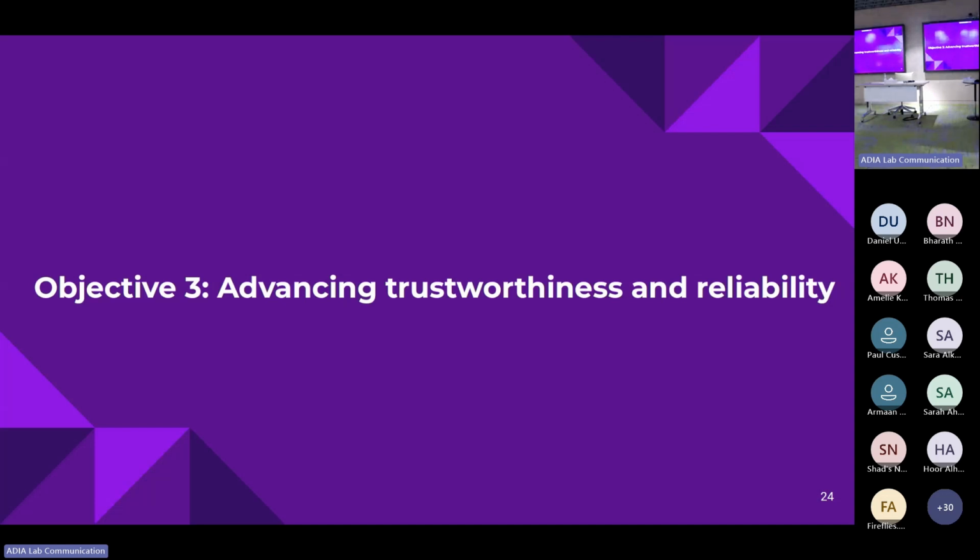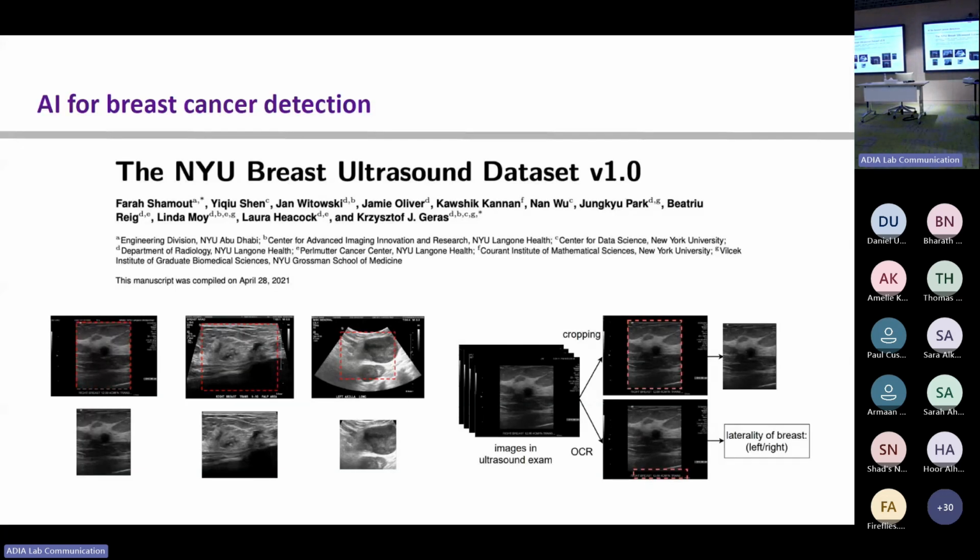Now, the third objective, which I believe is also extremely relevant in the context of medicine, has to do with how do we make these models more trustworthy and reliable from the user perspective? Because as I mentioned, we also want to make sure that what we build is trustworthy for clinicians and useful for clinicians. And all of this is obviously in the research setting. We're starting to look into translation, but I'll start with the first relevant paper, which has to do with breast cancer detection. So for this work, we were interested in enhancing breast cancer detection, so also focused on performance.